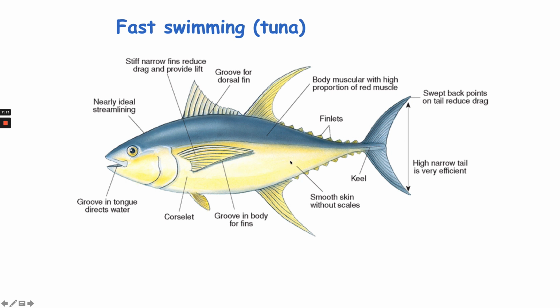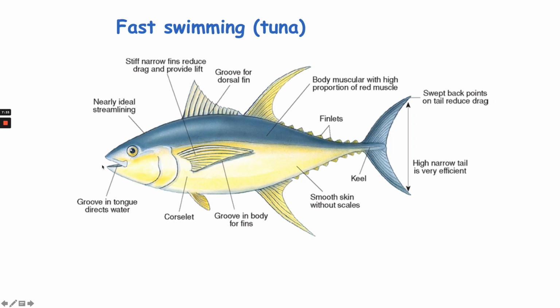Their body is very smooth. They don't have scales, or have reduced scales in some fish. Other fins besides their dorsal fin have grooves to put their fins in to keep them very smooth. And they even have a groove in their tongue to help direct water.